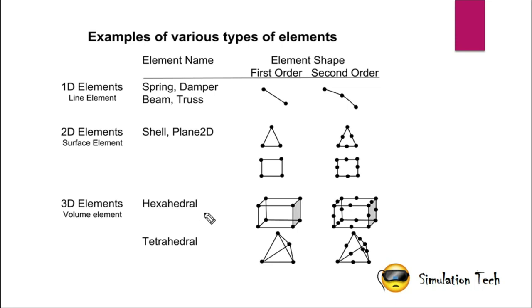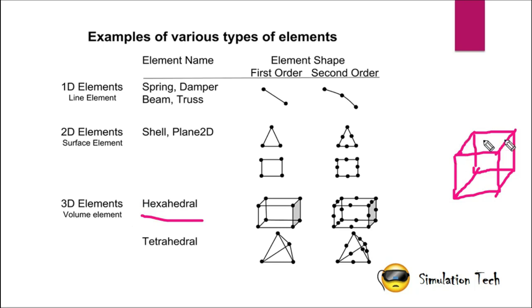And what about the hexahedral? So I have a quad element, and another quad element over here. If I join these two, I have a brick element or hexahedral element. So it's a high quality element.